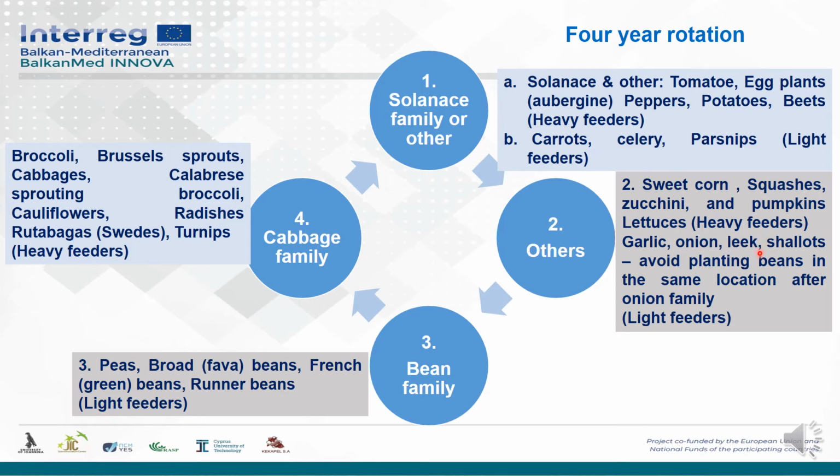In the second group, we have sweet corn, squashes, zucchini, and pumpkins, lettuces, which are heavy feeders, and garlic, onion, leek, shallots, which are light feeders. It is important here to mention and to remind to avoid planting beans in the same location after the onion family.